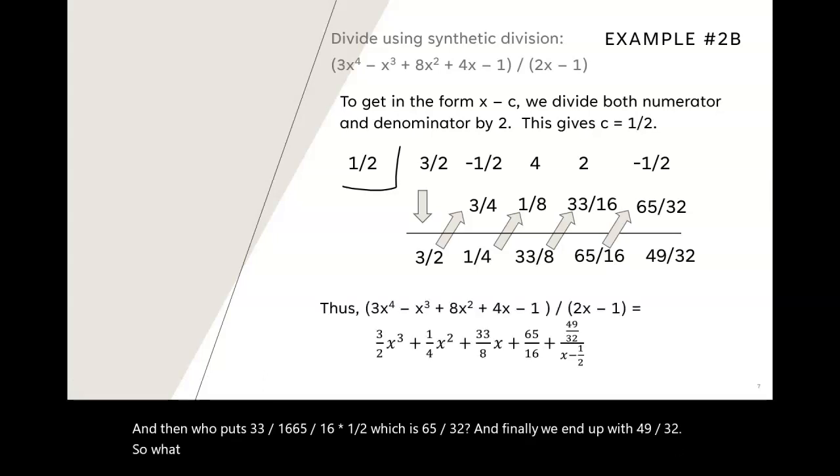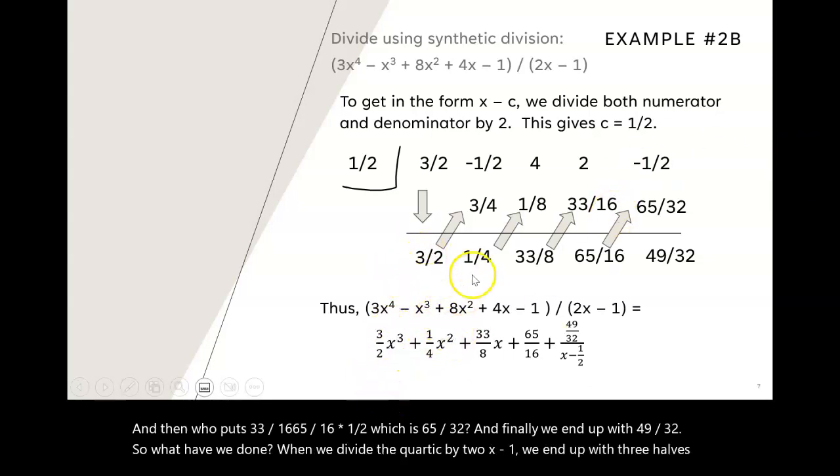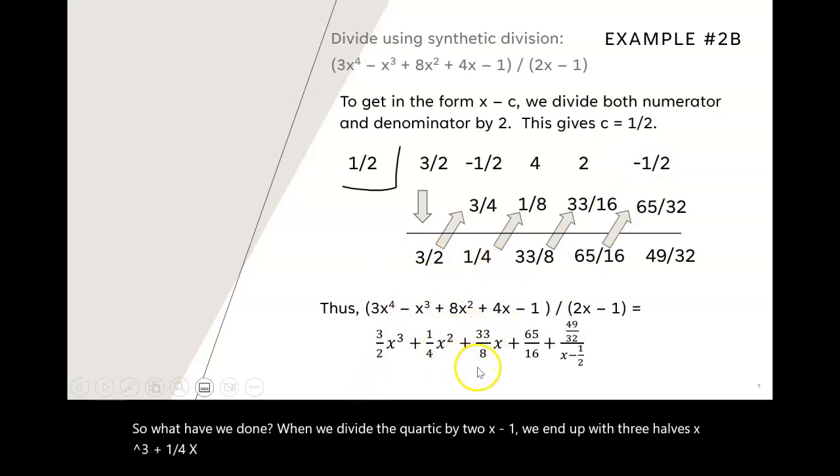So what have we done? When we divide the quartic by 2x minus 1, we end up with 3 halves x cubed, plus 1/4 x squared, plus 33 over 8 x, plus 65 over 16, plus 49 over 32, that's our remainder, divided by x minus a half.